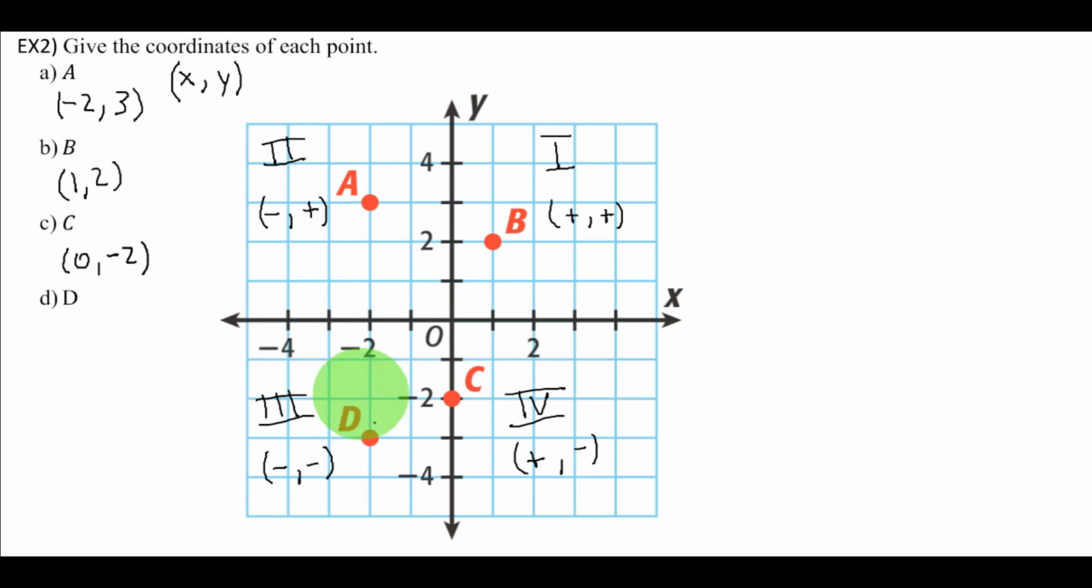And finally, point D. Point D is located in the third quadrant. So starting at the origin, we're moving to the left 2 units. So left 2 units, that's -2. Followed by down 1, 2, 3. So down 3 units, that's -3. We can close the parentheses. Cool stuff.